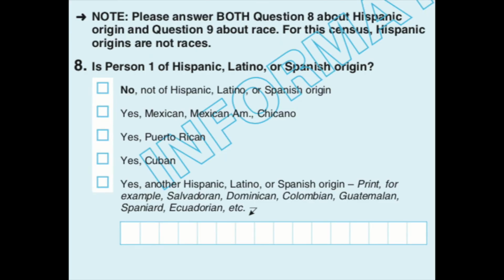Next is question number 8, and it asks you if you are of Hispanic, Latino, or Spanish origin. If you identify as Hispanic, Latino, or Spanish, select yes and the appropriate region. If your region is not given, write in the region in the boxes provided. If you are not of Hispanic, Latino, or Spanish origin, simply mark the box that says no.